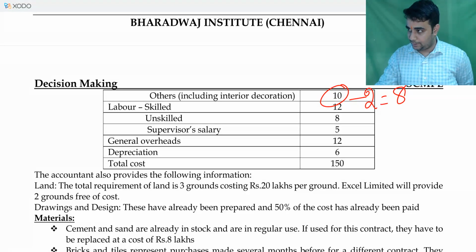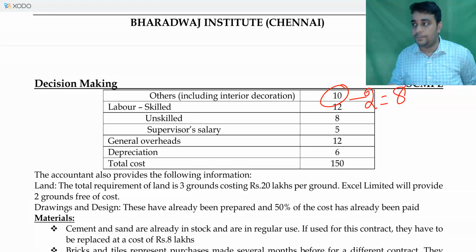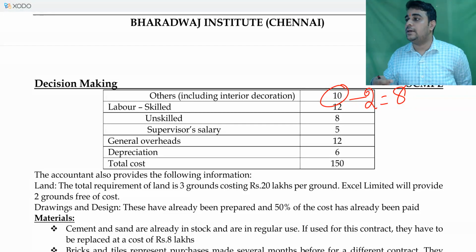Let's club it separately. Okay, when you use it in your contract, you don't save any money and all, because you are using it in the contract. The material is already available in the company, so you are using that material which is available in the company. So when you use this material, you lose the opportunity of selling that material.